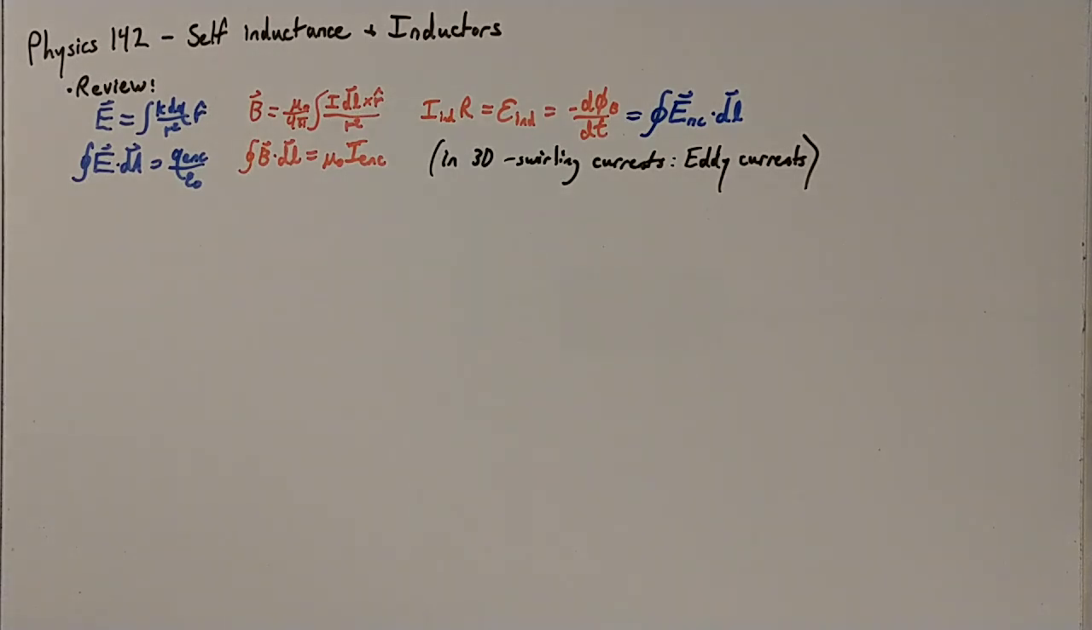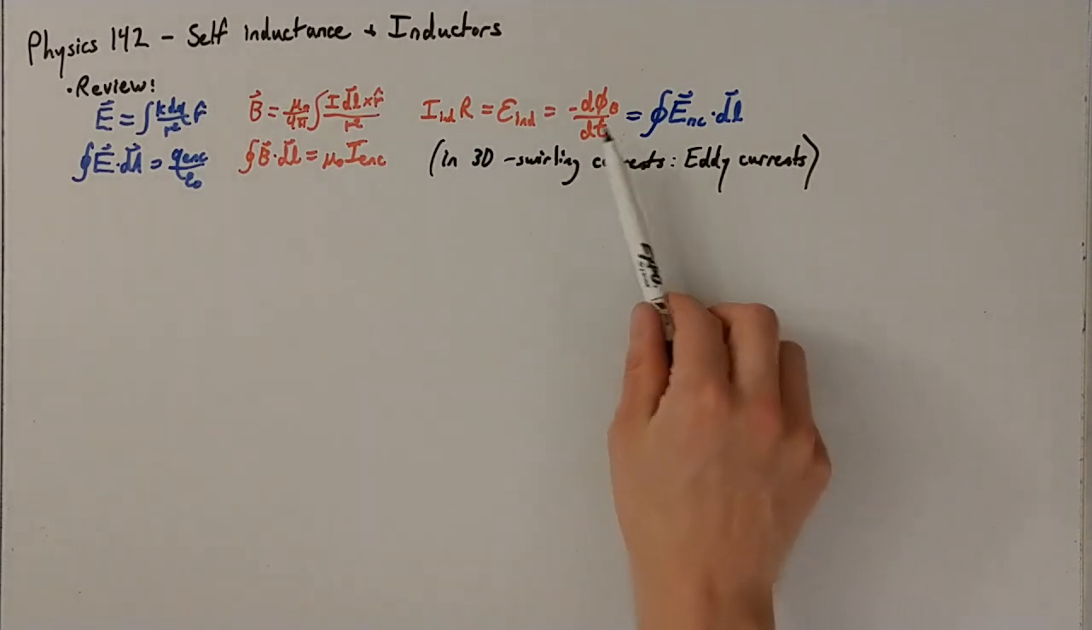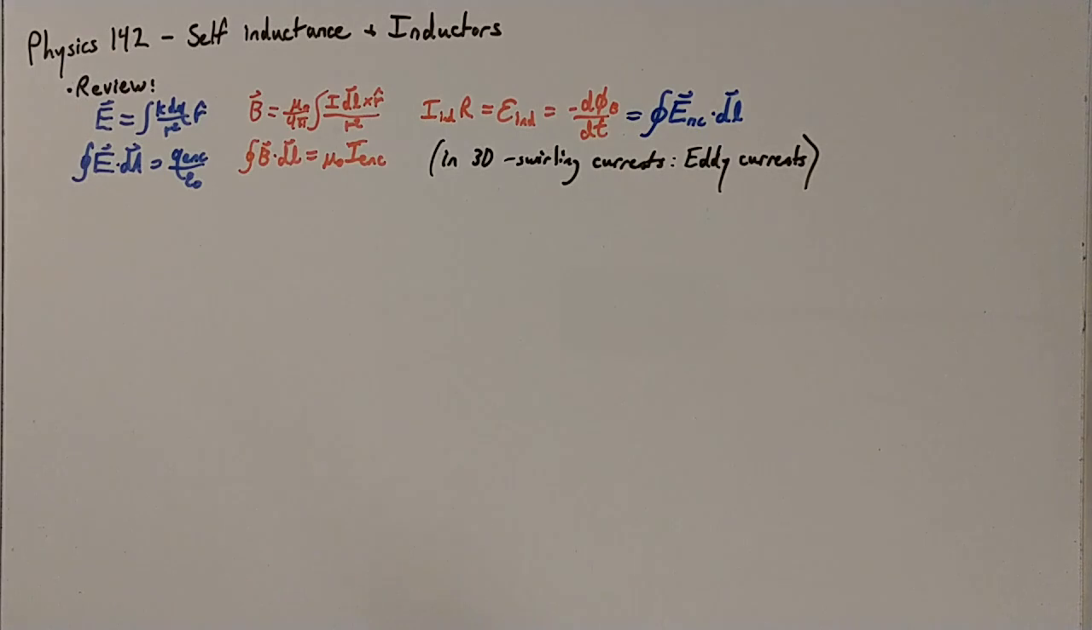And so that brings us to an interesting question: does this opposition to change ever impact the current or the circuit that's actually making the magnetic field in the first place? And that is this idea of self-inductance.